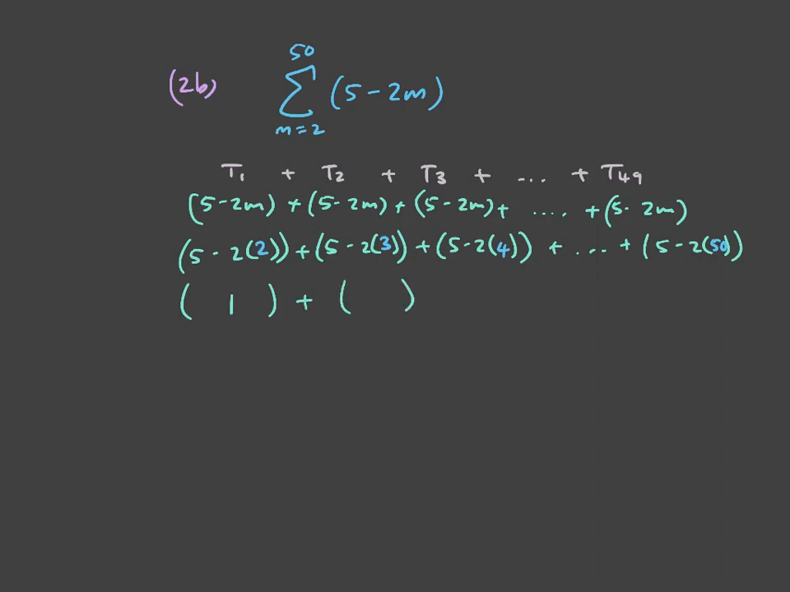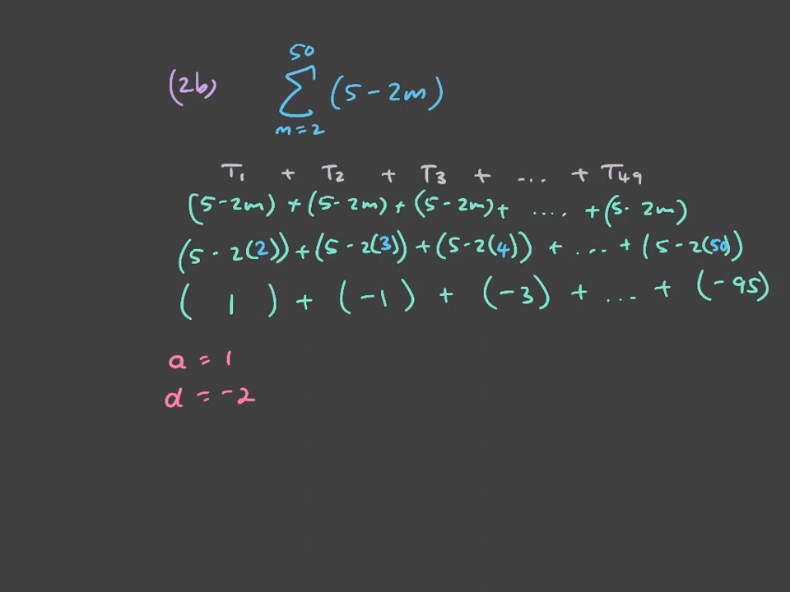And then the next one, we've got 5 minus 2 times 3, 5 minus 6, which is equal to minus 1. And then the next one, 5 minus 8, which is equal to negative 3. And so it goes on, until we get 5 minus 100, which is equal to minus 95. Alright, so that's what we've got so far. So what do we have? We've got a is equal to 1. We've got d is equal to what? d is equal to minus 2, right? You add minus 2 to every single term.